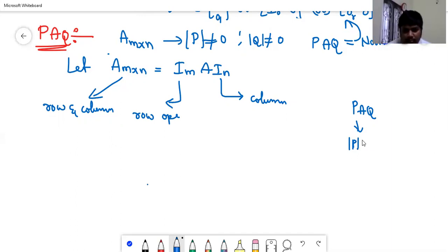Non-singular means determinant not equal to 0. Then those matrices are non-singular. How do we get those non-singular matrices? From which form are we getting non-singular matrices? We don't know. The P and Q are the non-singular matrices.